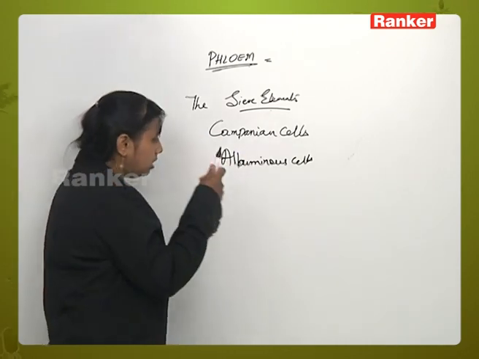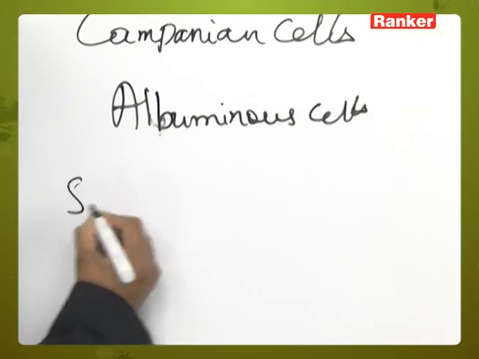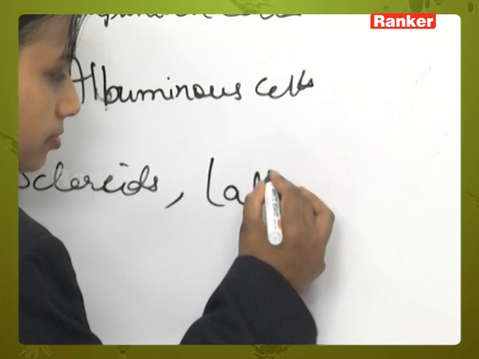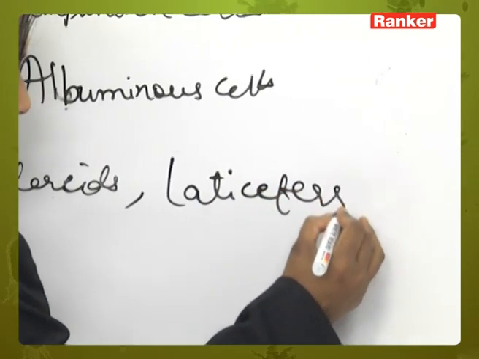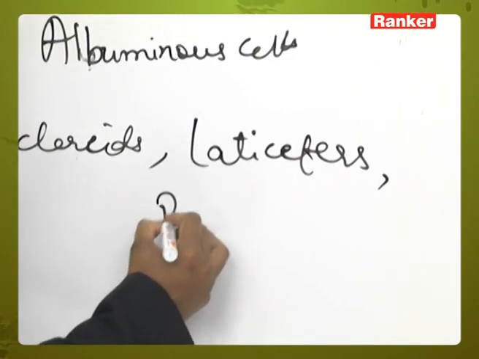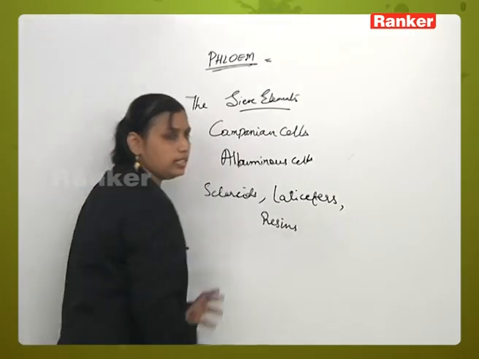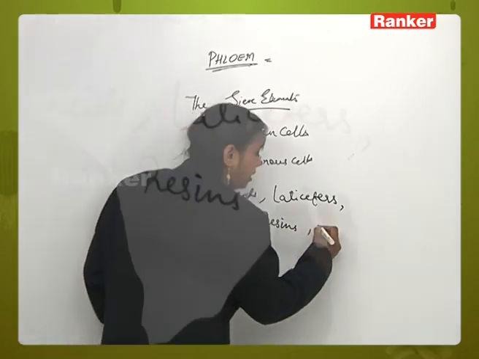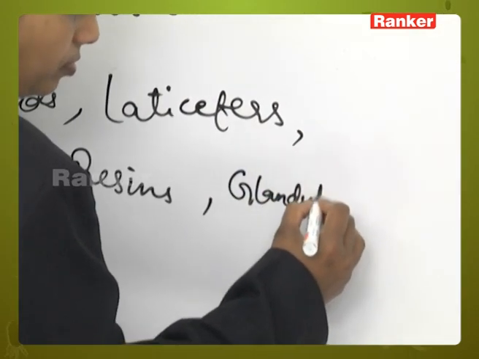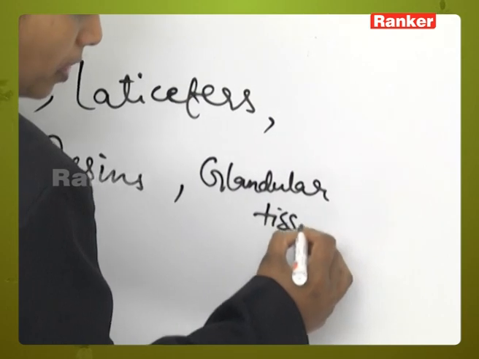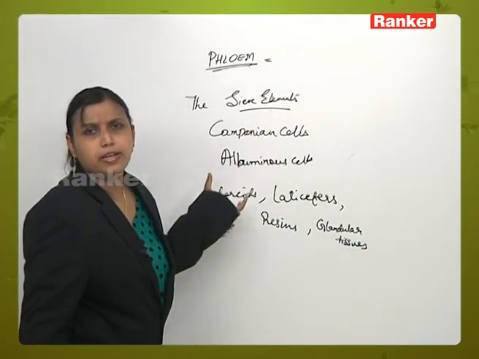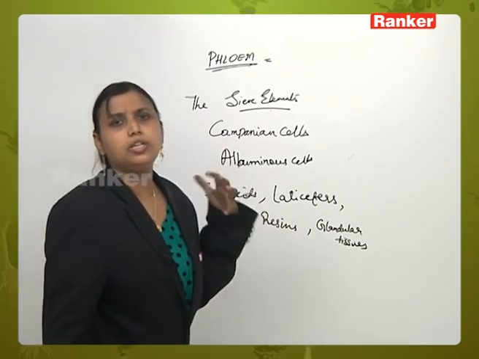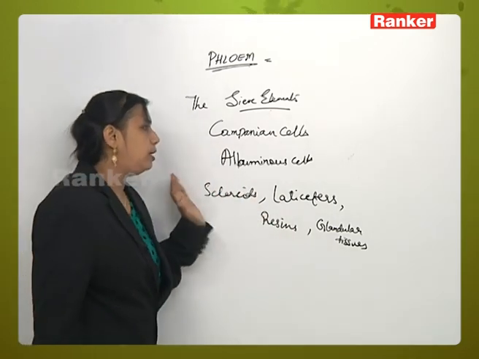In addition to this, these phloem elements also have sclereids, resins, and all these other elements which are helpful. We also have glandular tissues which help in the supply of food material from the source organ to the target organs of the different parts of the plant body.